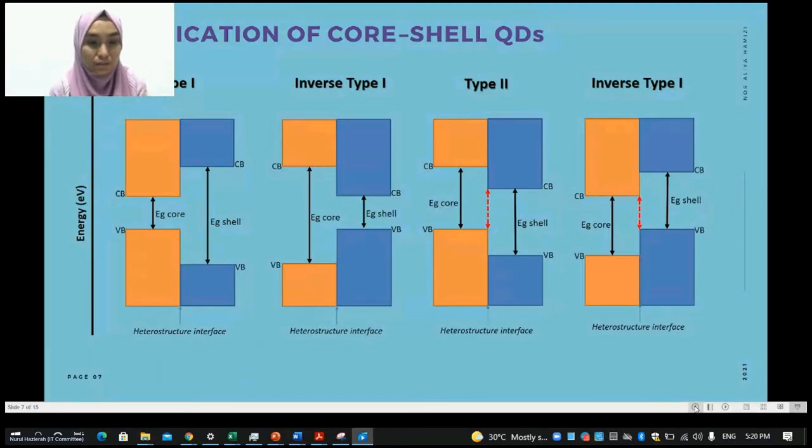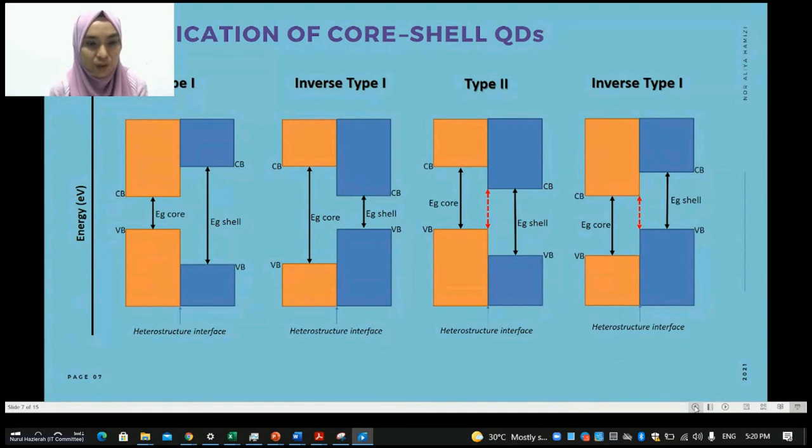valence and conduction bands of the core are both lower or higher than those of the shell. So the lowest energy separation of electron and hole will occur when the hole is confined in the core valence band and the electron is confined in the shell conduction band.